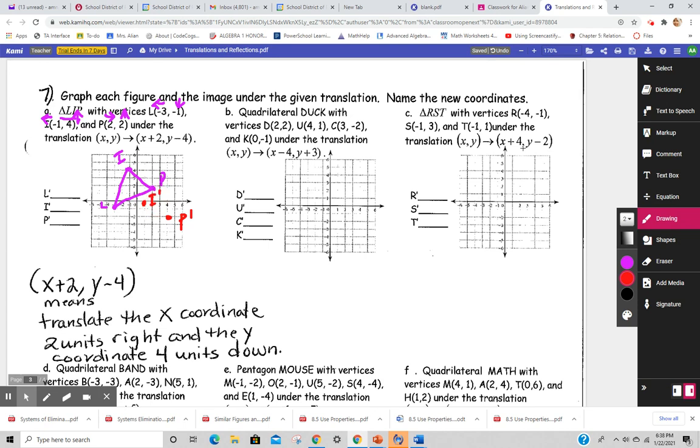And now let's do L. Right 2. 1, 2, and down 4. 1, 2, 3, 4. Am I down 4? Yeah. So this is L prime.